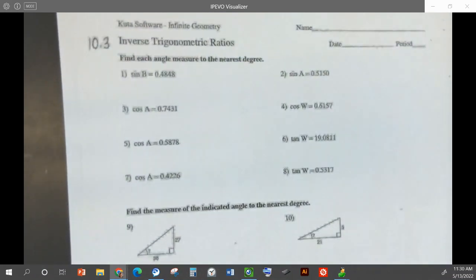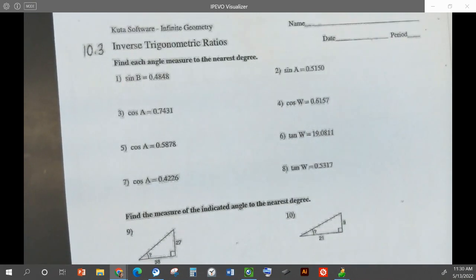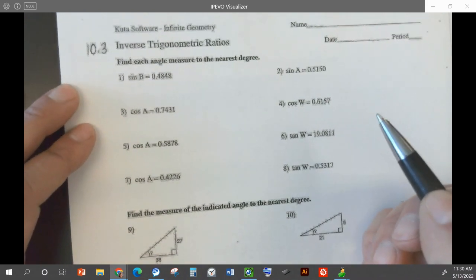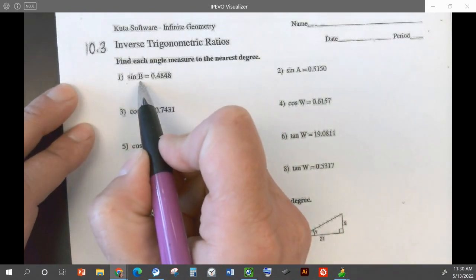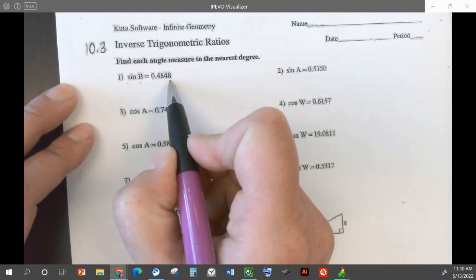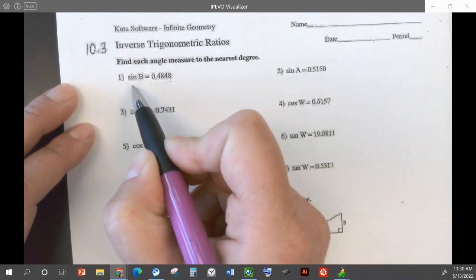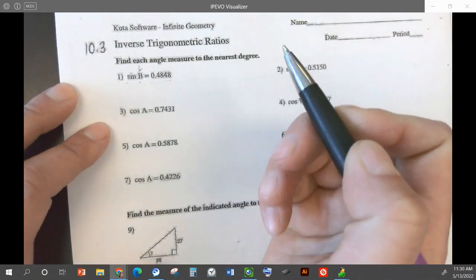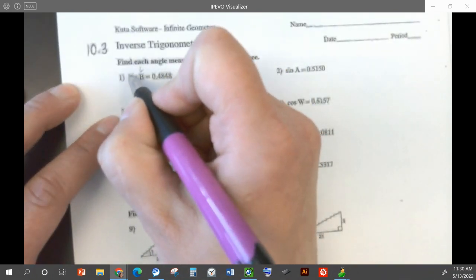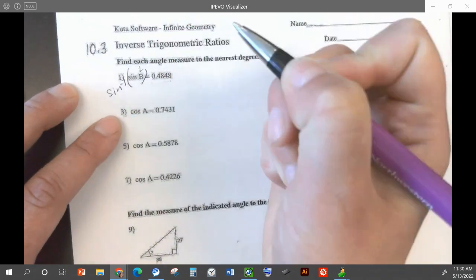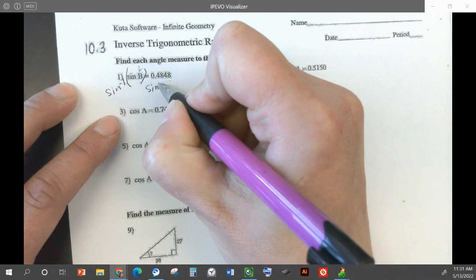Okay, let's go ahead and do some on our homework. So this first section is really easy. All we have to do is type it in our calculator. So this very first one, we have sine of b, and we have a number. Sine of b is this number. Well, we don't want this number, we want the angle. We want b. So we need to do sine inverse. So we're going to do the opposite of sine, which is sine inverse, on this side. Opposite of sine on this side.